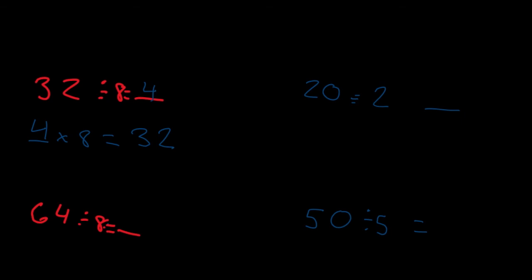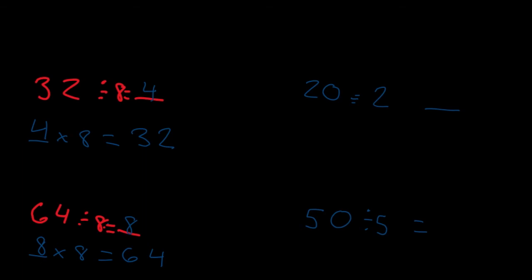Now time for this one, 64 divided by 8. Well, let's see. We have the blank number times 8 equals 64. And now we know our multiplication double fact, so I would know this would be 8, because 8 times 8 equals 64. So our answer up here would be 8.